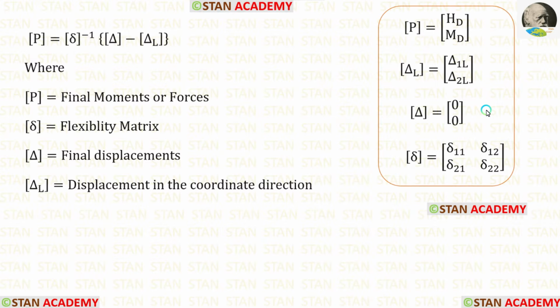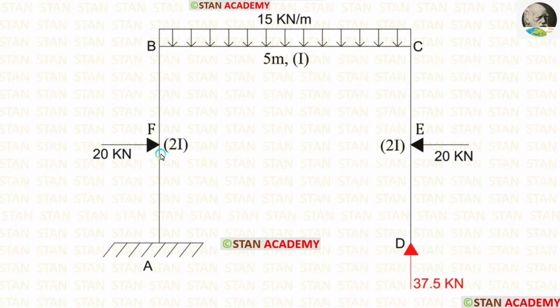In the given frame, there is no overhanging or settlement of the supports. So inside the delta matrix, we can simply enter 0, 0. So in this formula, only we have to find delta matrix and delta L matrix. To make these matrices, we have to make sections. Let us keep this point as F and keep this point as E.